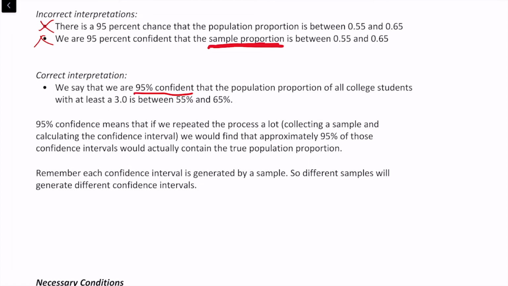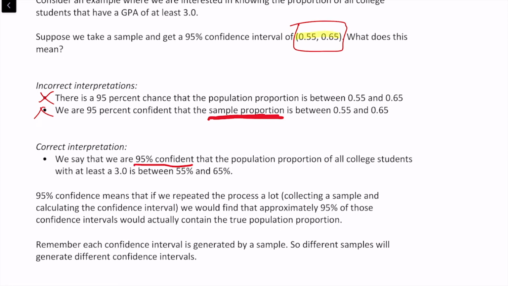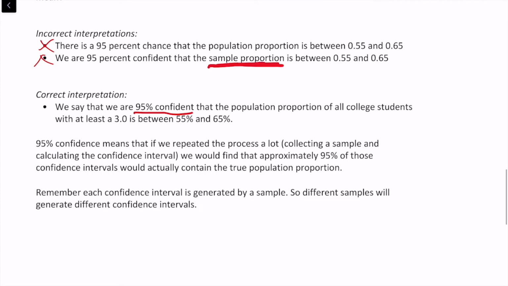If we repeated this process a bunch of times, first of all, what's going to happen is that every time we get a different sample, we're going to get a different confidence interval. It's very important to understand. Every time we get a different sample, we're going to get a different confidence interval. But what the 95% confidence means is that if we did that a bunch and got all these different confidence intervals, we would find that approximately 95% of all of those confidence intervals generated from different samples would actually contain that true population proportion.